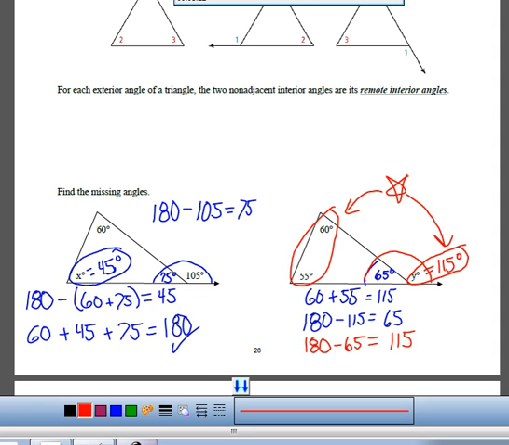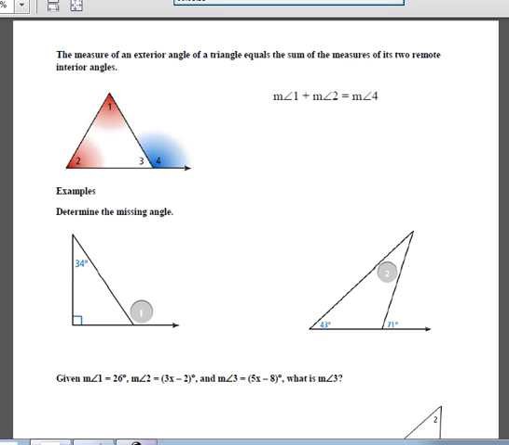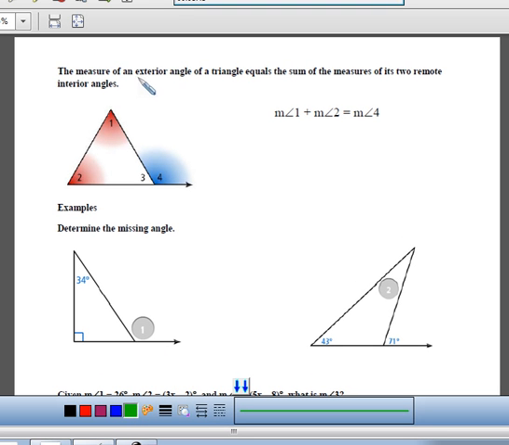So I'm going to clear the screen. If you need to copy anything down, pause the video. And here we go. The measure of an exterior angle, remember the outside one. So let me get my pen tool so I can mark this all up. The measure of an exterior angle of a triangle equals the sum of the measure of its 2 remote interior angles. So when I'm looking at my picture here, 1 and 2 are the remote interior angles.